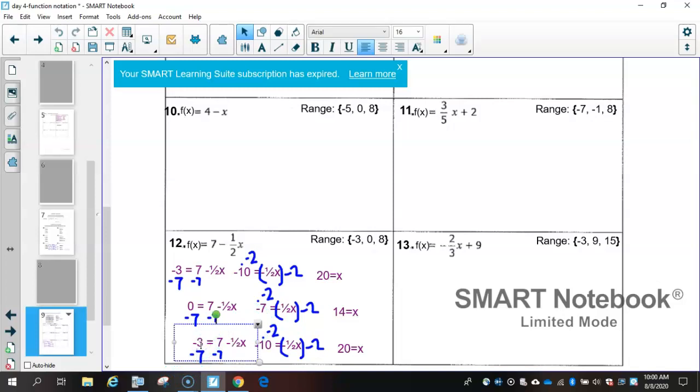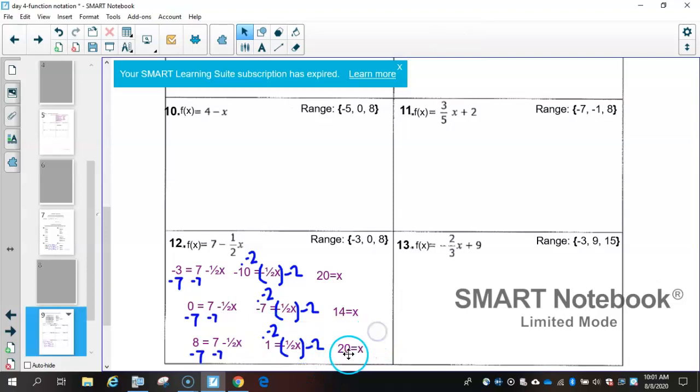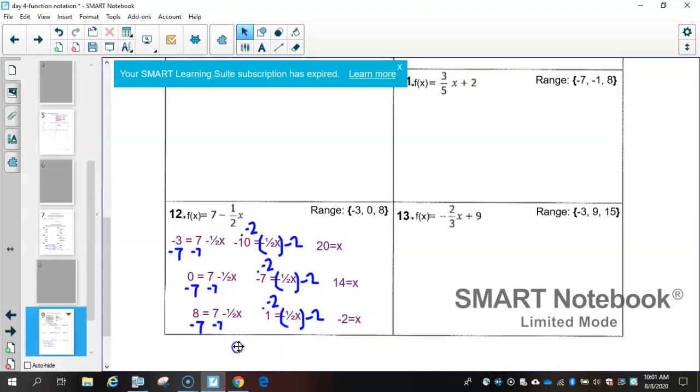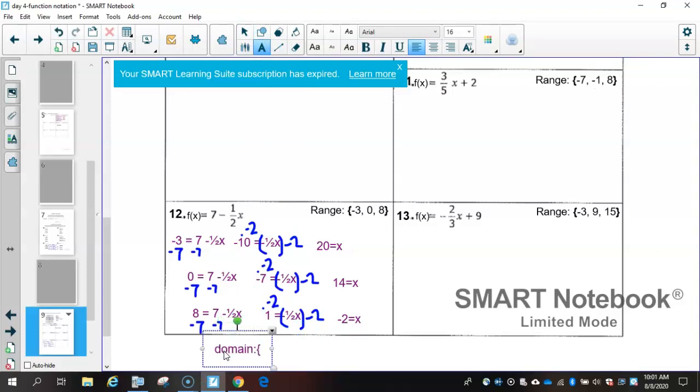And then for our last value, we need 8. So we're subtracting 7 on both sides. 8 minus 7 is just 1. When we multiply that by -2, we get -2. And when we put that back in to x, -2 times -1/2, well, that's just positive 1. So now we're adding. 7 plus 1 is 8. So I can say our domain values from least to greatest are -2, 14, and 20.